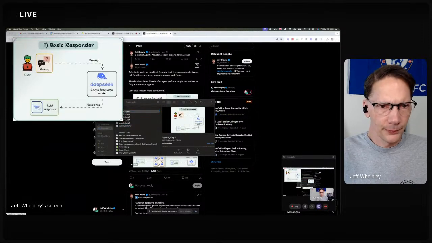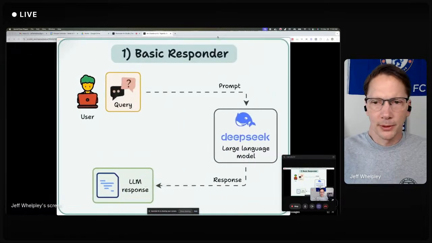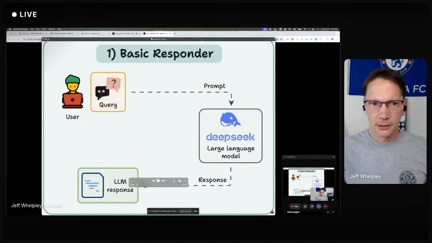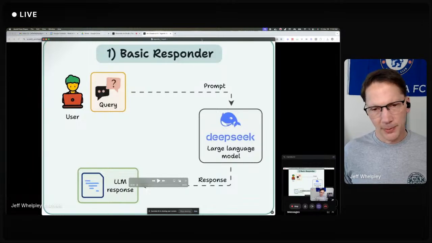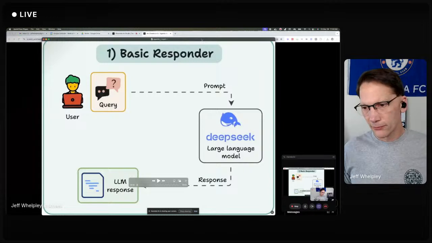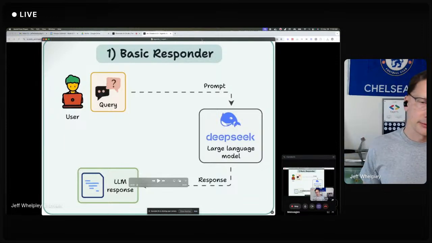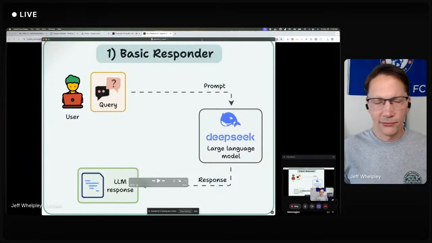So the first level is basic responder. This is probably what most people are used to, and this mimics when you as a user use ChatGPT, but you could obviously set this up for your system as well. It's just basic request response. You're asking the LLM to summarize a block of content, or write me X, or give me sentiment on it, whatever it happens to be. You're giving it some request, you're getting a response back, and it's just that one-off transaction.